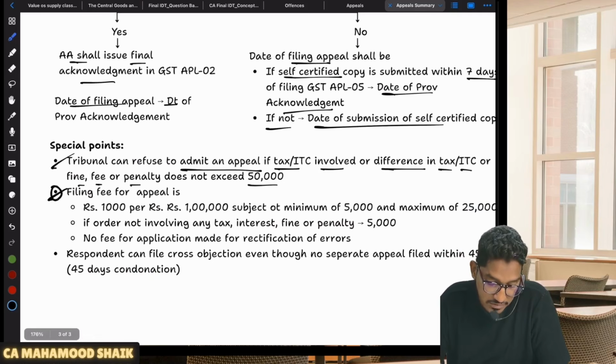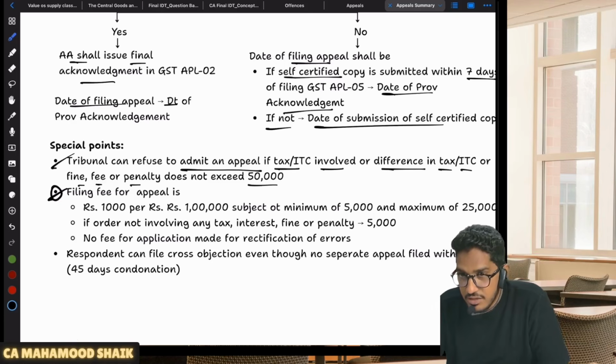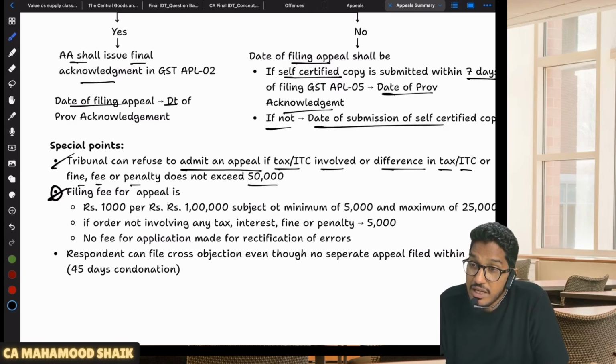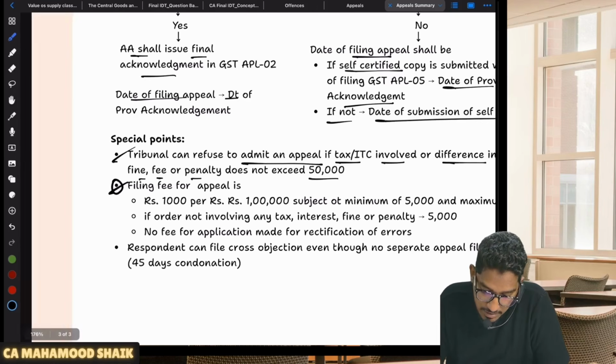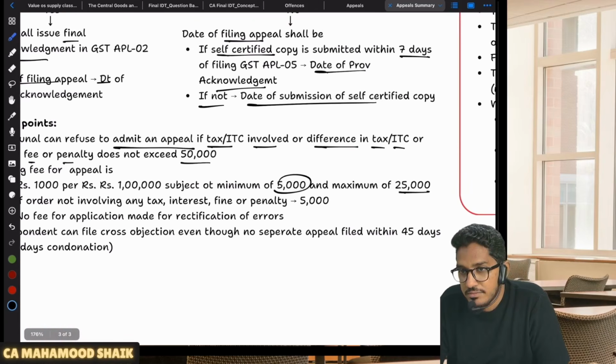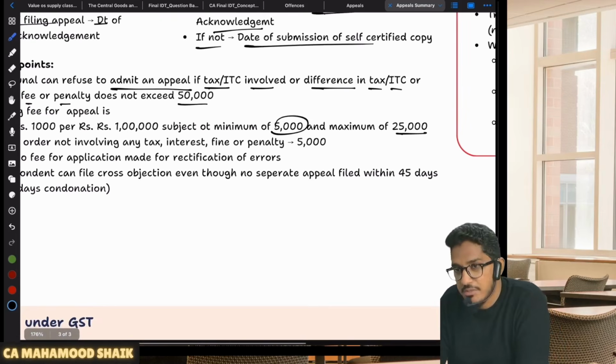Not just that, if the registered person wants to go for appeal, he will make a pre-deposit. In addition to that, you have to pay a fee also. They have to give their time to you, and they also have expenses, so for that you have to pay the fee. How much fee, sir? For every 1 lakh rupees of disputed amount, 1000 rupees. But the minimum fee should be 5,000, and the maximum it can go up to 25,000.